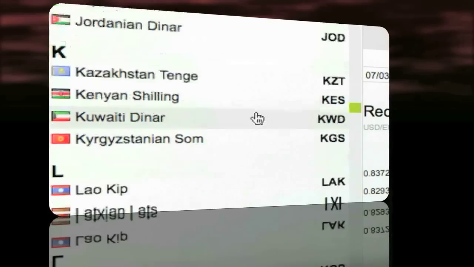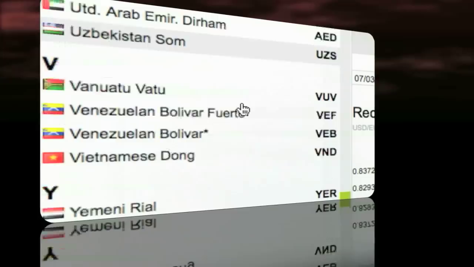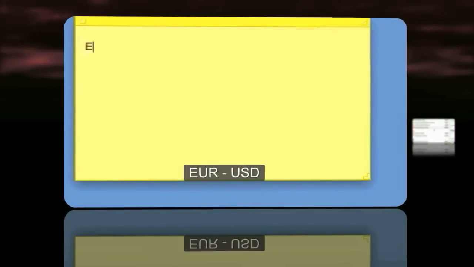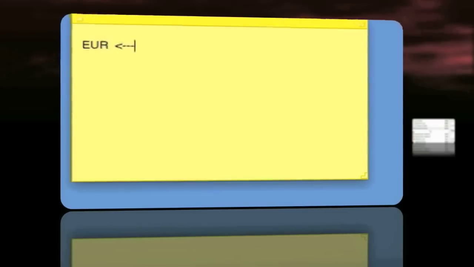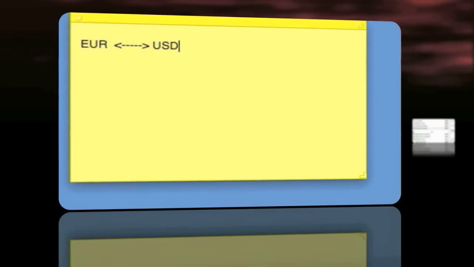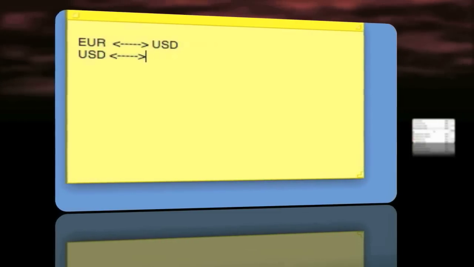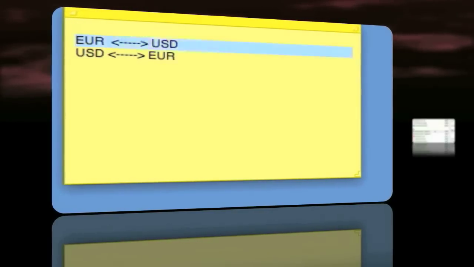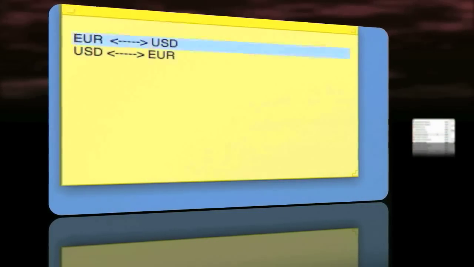So how do we choose a currency? As a beginner, we could trade between the euro and the US dollar. This means that we give euros and get dollars in exchange, or we give dollars and get euros in exchange. For beginners, for instructional purposes, I will use the euro-dollar currency pair.